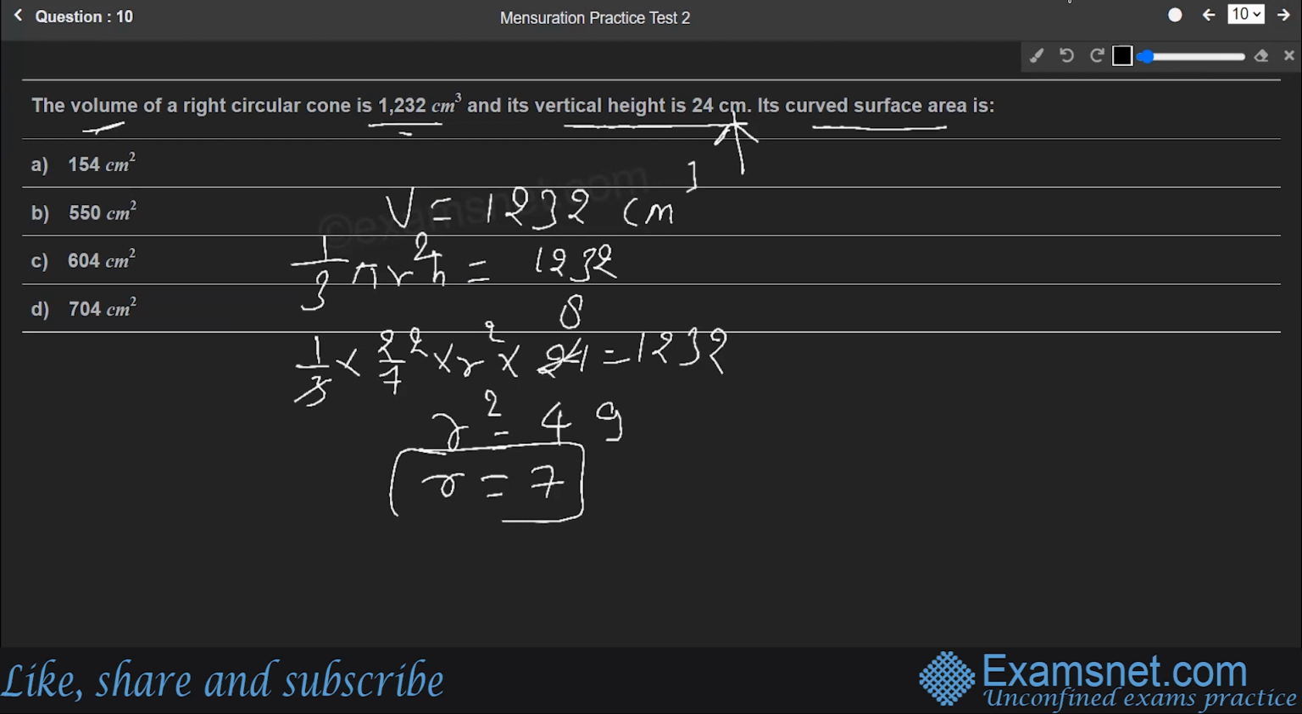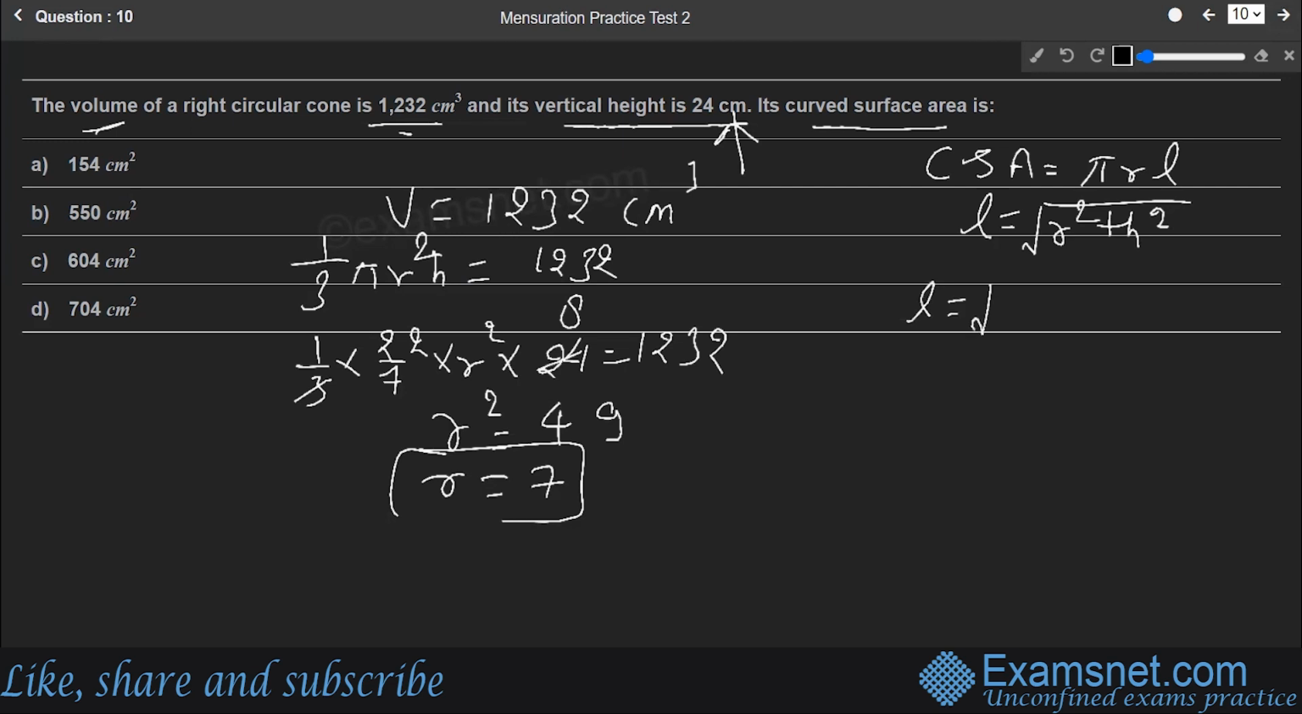The formula for curved surface area of a cone is simply pi r L, where L is the inclined length, which is given by under root of r square plus h square. L is the slanting or the inclined length, which is given by under root of r square plus h square. So let us find out L.